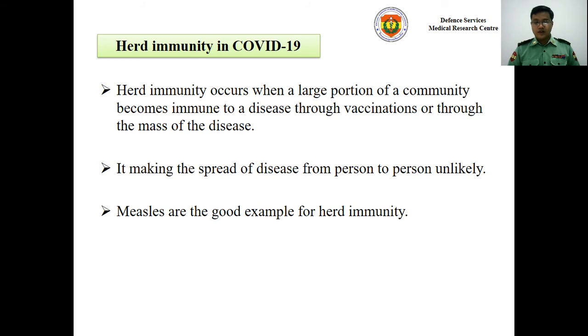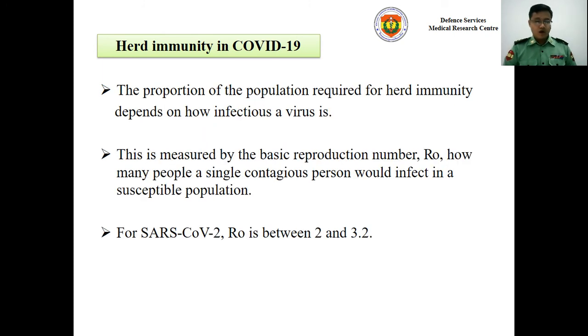Herd immunity in COVID-19. Herd immunity occurs when a large portion of a community becomes immune to the disease through vaccination or through exposure to the disease. It makes the spread of disease from person to person unlikely. We set up a good example for herd immunity.